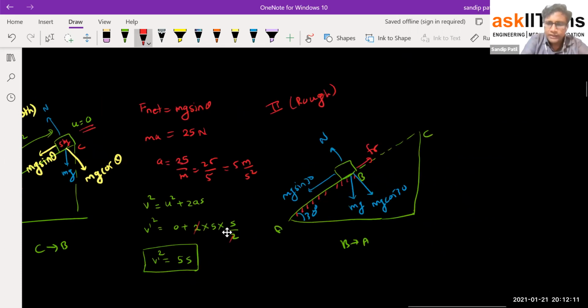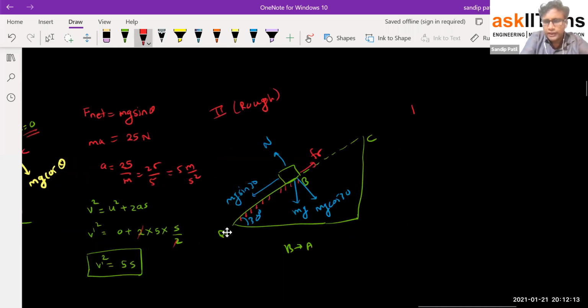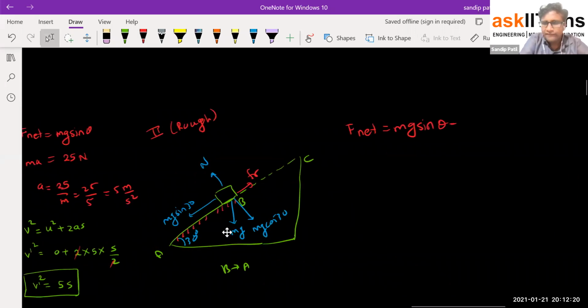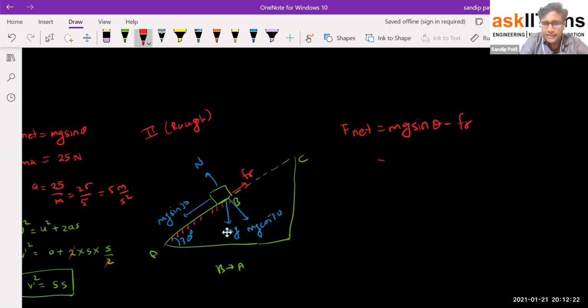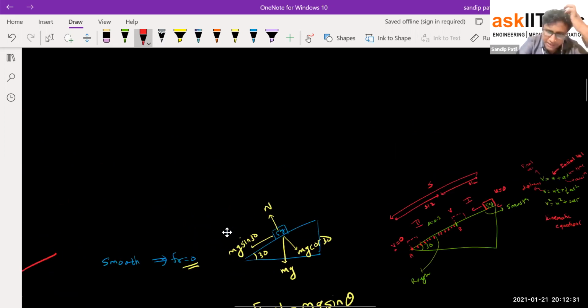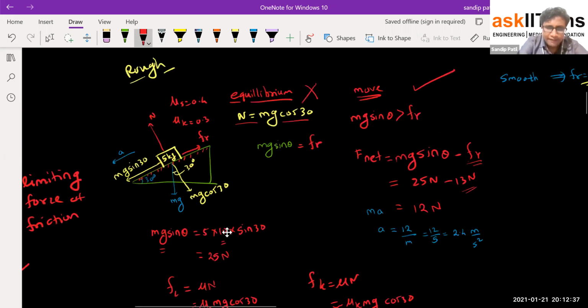So let's find out the F net first. F net is how much? mg sin theta is taking the block downward. Who is opposing that? Frictional force. mg sin theta, we know the value, that is 25. We also got the frictional force's value in the first question. Now we are using all the same situation, same values there. So we can get the f R. f R was 13 Newton. We also got the value 17.3.